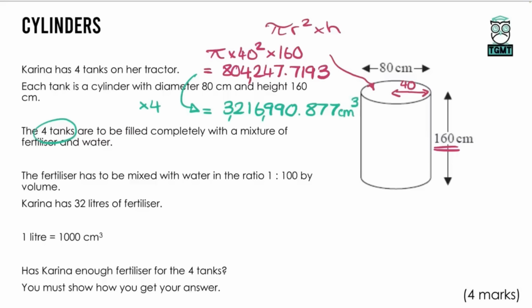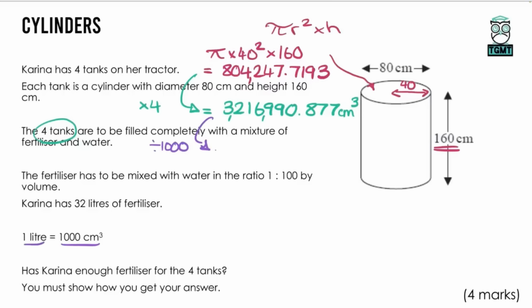Now, it says here, Karina has 32 litres of fertiliser, and it's going to be mixed in the ratio with water 1 to 100. So we're going to need to work out exactly how much volume we have here, but that's given to us in litres, and we're currently working in centimetre cubed. So completely up to you. You could either convert the 32 litres into centimetre cubed and keep dealing with very large numbers, or we could turn this volume now into litres, and we can do that just by dividing by 1,000, as it's 1 litre for 1,000 centimetre cubed. So if we divide that by 1,000, at least we're going to get some slightly smaller numbers.